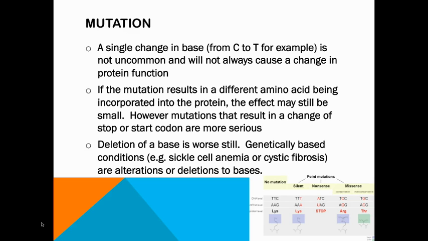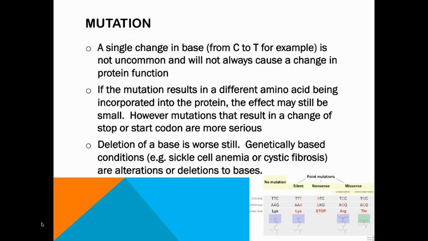Now, a single change isn't uncommon and may not always cause a change in the function. If the mutation results in a different amino acid being put into the protein, the effect may still be small. However, if that mutation affects a start or stop codon, it's more serious. And deletion of a base is worse still.